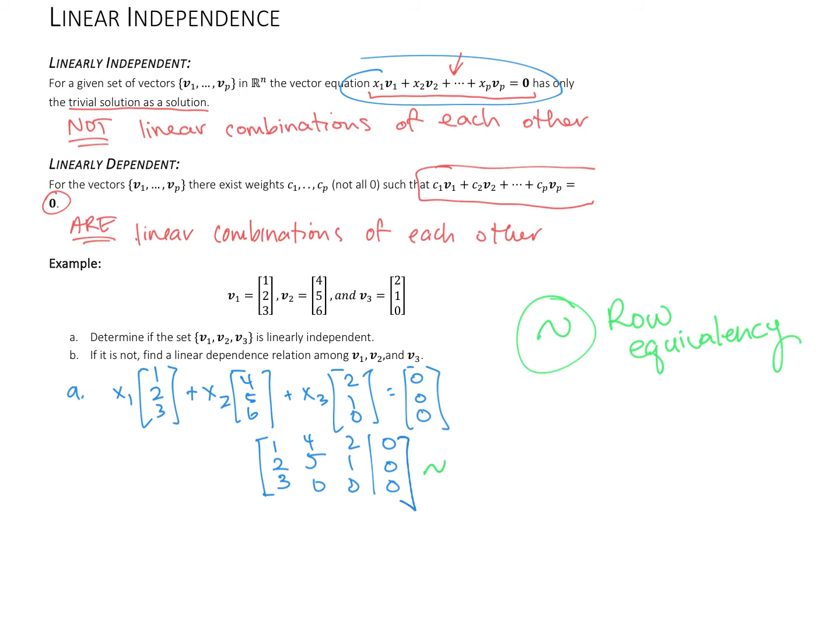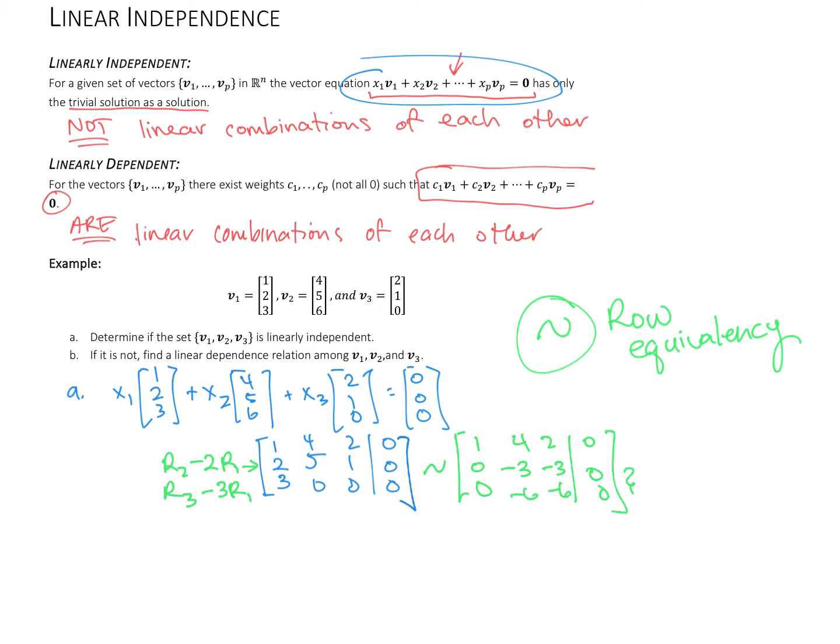I'm going to use row 1 to eliminate the 2 and the 3 in that first column. So I'm going to take row 2 minus 2 row 1, and then row 3 minus 3 row 1, and I'm going to end up with the matrix 1, 4, 2, 0, 0, 0, 0, 0, negative 3, negative 3, negative 6, negative 6. Oh, hey, that's fun.